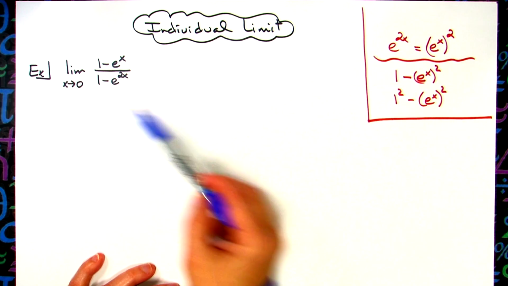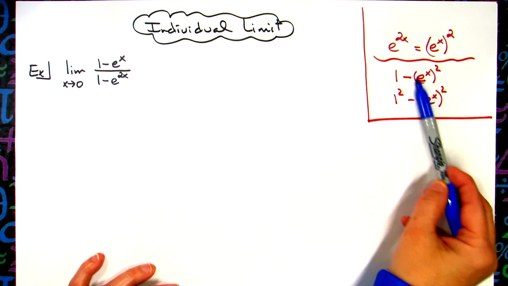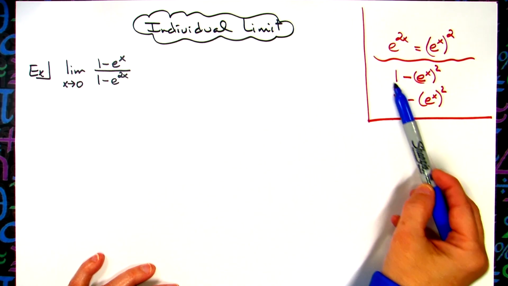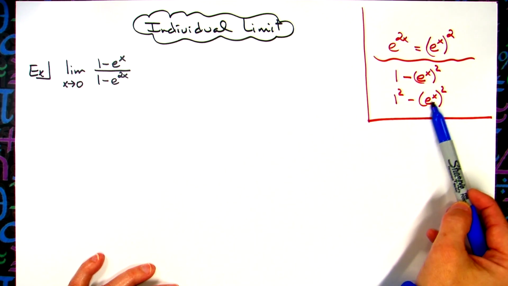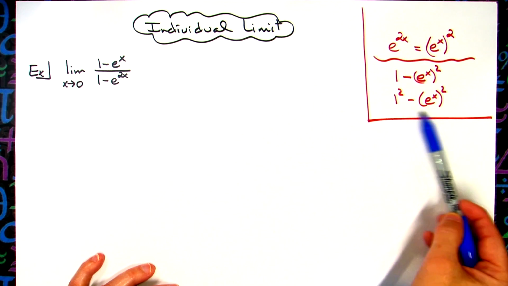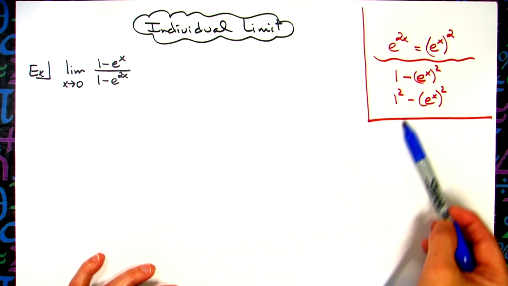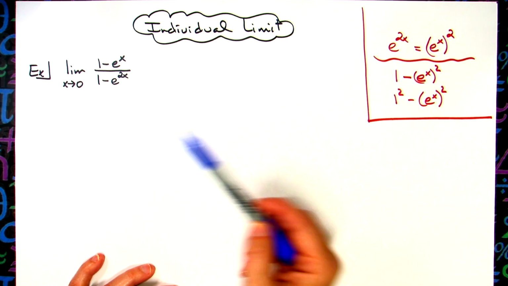All right, and then when I rewrite that and place it right here, if I think of 1 being 1 squared minus e to the x squared, that's the difference of two squares. I can take a look at, oh, well, what is this? I can real easily factor this. So that's the approach we're going to take.